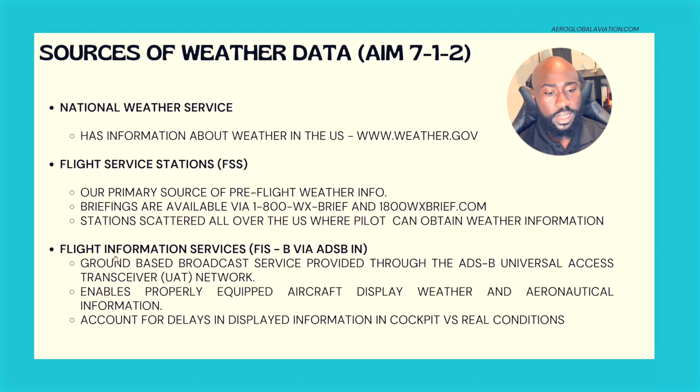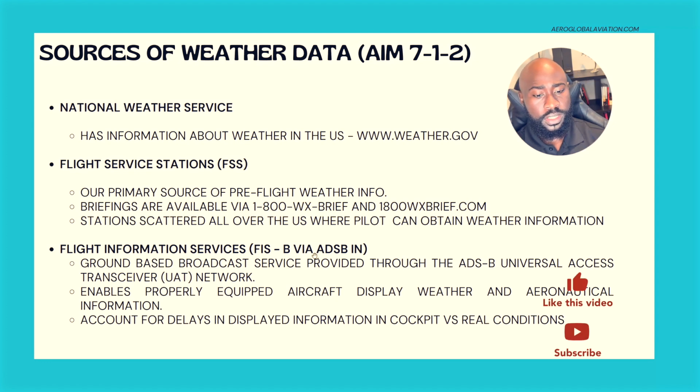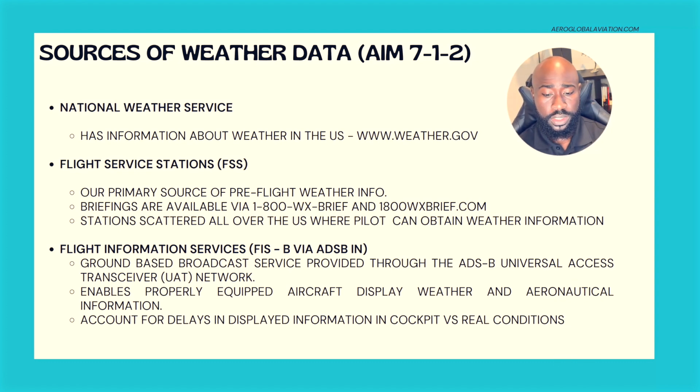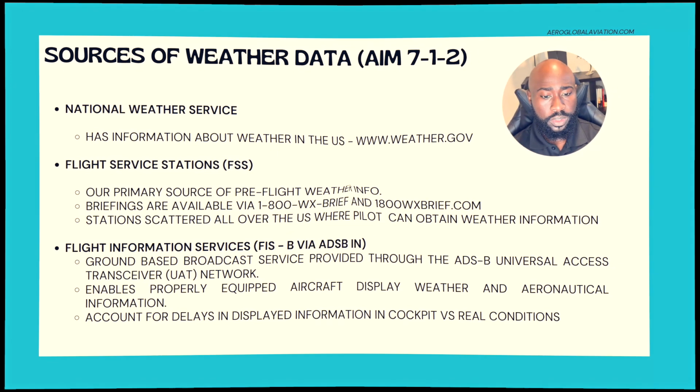And then you have flight information services. This is the FAA, typically through the ADS-B In system in your aircraft that shows you weather information. You just need to know that in those advanced aircraft that have weather information, they use the FAA system through the ADS-B In on the aircraft. They're typically a little bit delayed sometimes, so you need to take the weather information with a grain of salt.